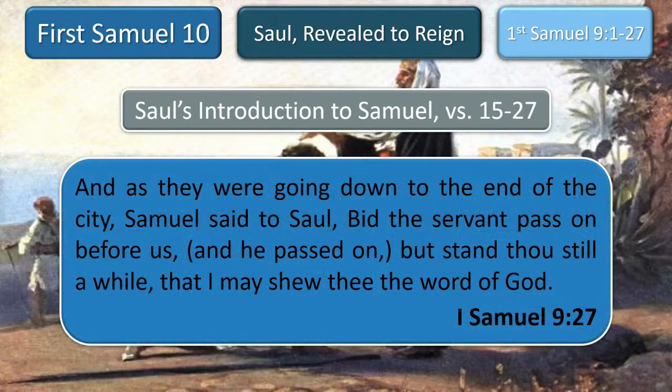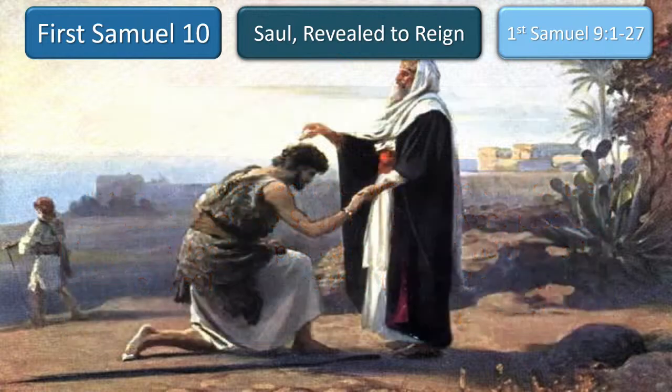And as they were going down to the end of the city, got to the edge of it, Samuel said to Saul, bid the servant pass on before us. And he passed on. In other words, I got something private to tell you. I want you to stand still a while that I may show thee the word of God. Now I have to cheat and go into the 10th chapter and the first verse because I want you to read it together. Remember, chapters and verses are man-made. The division should not be here because it says as they were going to the end, he said, send the servant, let him go on. And he passed on, but stand thou still a while that I may show thee the word of God.